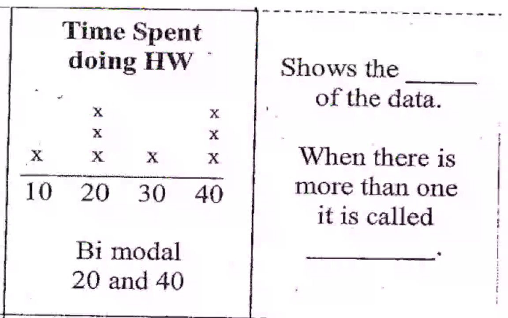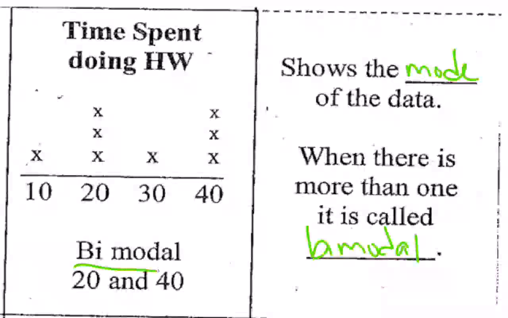Another thing we talk about is peaks, and this is going to show very easily the mode of the data. When there is more than one mode, we call it bimodal. So, for instance, the graph on the left is bimodal because 20 and 40 both occurred 3 times.